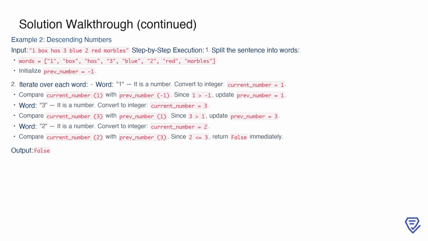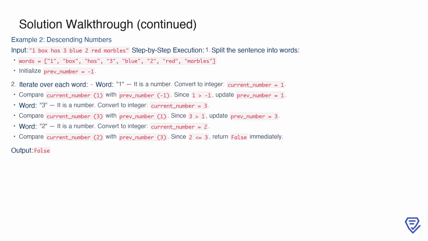In this example, the input sentence is "1 box has 3 blue 2 red marbles." Again, we split the sentence into words and initialize prev_number to -1. As we iterate through the words, we first encounter 1, which is a number. We convert it to an integer, compare it with prev_number, and since 1 is greater than -1, we update prev_number to 1. Next, we find 3, which is also a number. Converting it to an integer, we compare it with the last number, 1, and since 3 is greater than 1, we update prev_number to 3.